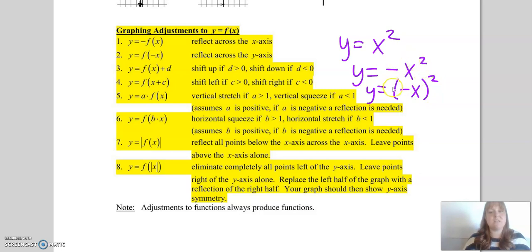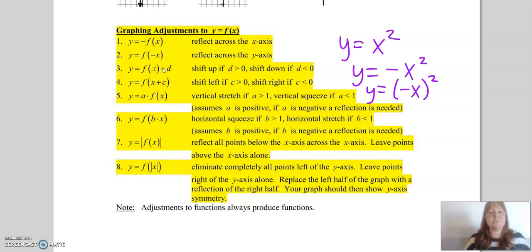If something is outside the function, then it changes something on the y's. If it's inside the function, it changes something on the x's, okay? So if this negative sign is outside the function, it reflects over the x-axis. In other words, it takes all of our y values and changes their sign. If they were negative, they're now positive. If they were positive, they're now negative. And if it's inside the function, this is going to change all of our x values. If they were positive, they're now negative. If they were negative, they're now positive, okay?